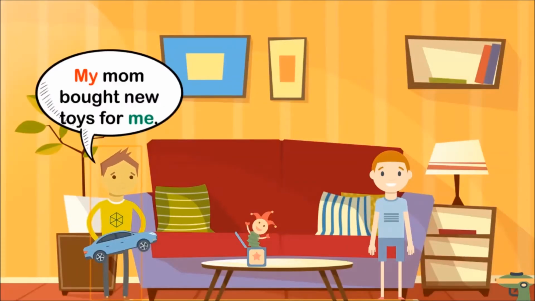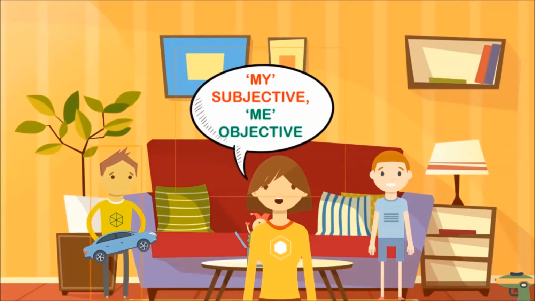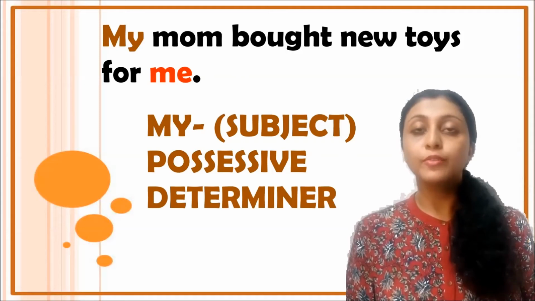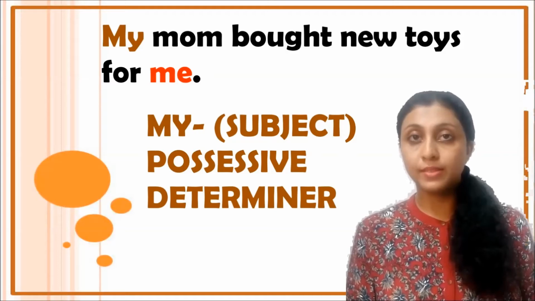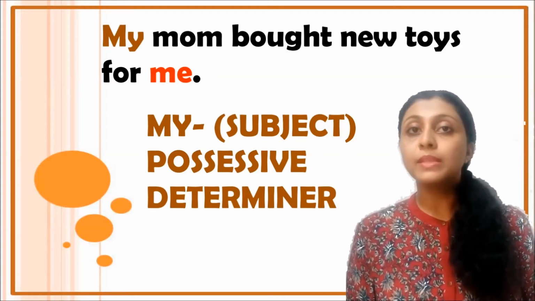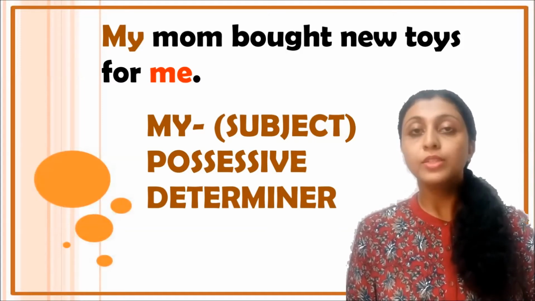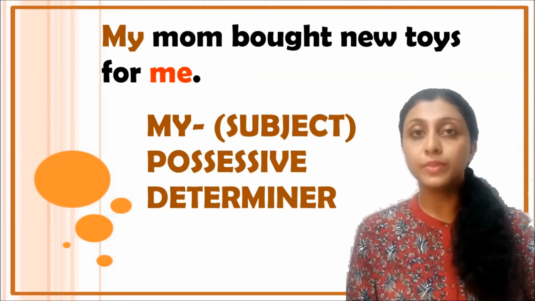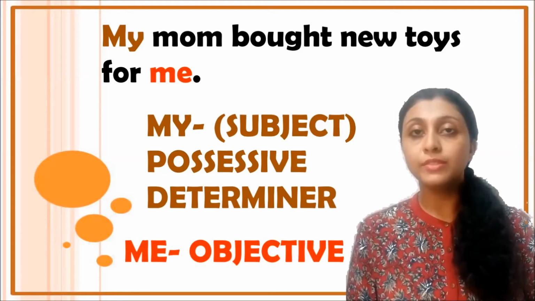My mom bought new toys for me. My subjective, me objective. So here, my is the subject of the sentence. It is in the subjective case. My becomes me. Me comes towards the end of the sentence. New toys for me. Me is the object of the sentence. Now, me is in the objective case.